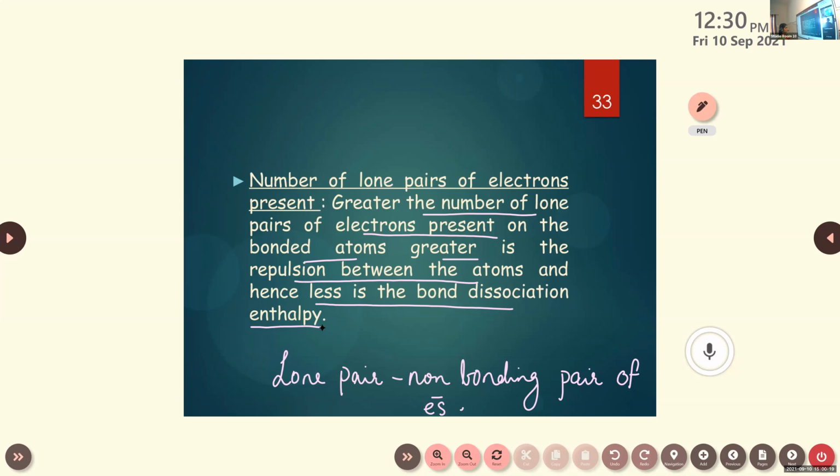Repulsion already exists between the atoms due to the presence of the lone pairs, so a very small amount of energy is needed to break that bond. Greater the number of lone pairs of electrons present on the bonded atoms, greater is the repulsion between the atoms, and hence less is the bond dissociation enthalpy. So the three factors affecting bond enthalpy: first, size of the atom; second, multiplicity of bond; third, number of lone pairs of electrons present.